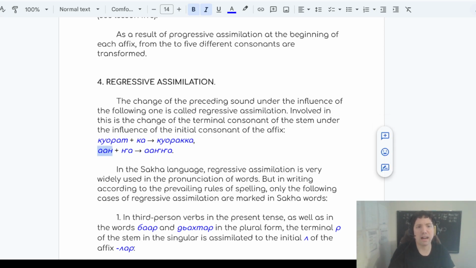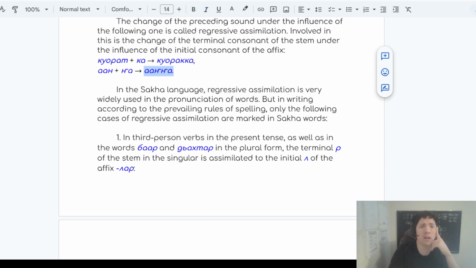An plus nga, you end up with the N becoming an NG, so you say anga. Very Sakha sound. And then honestly, I don't know what he's, let's see.